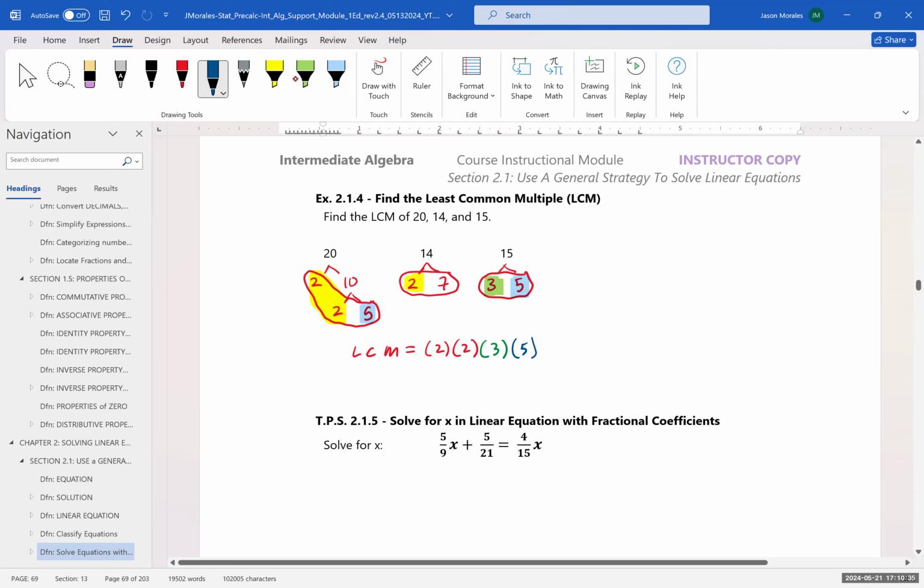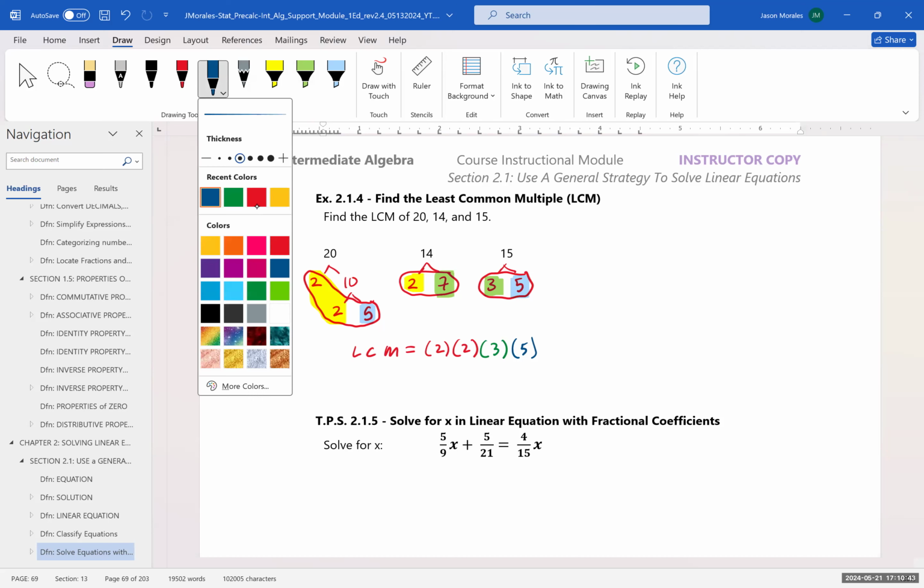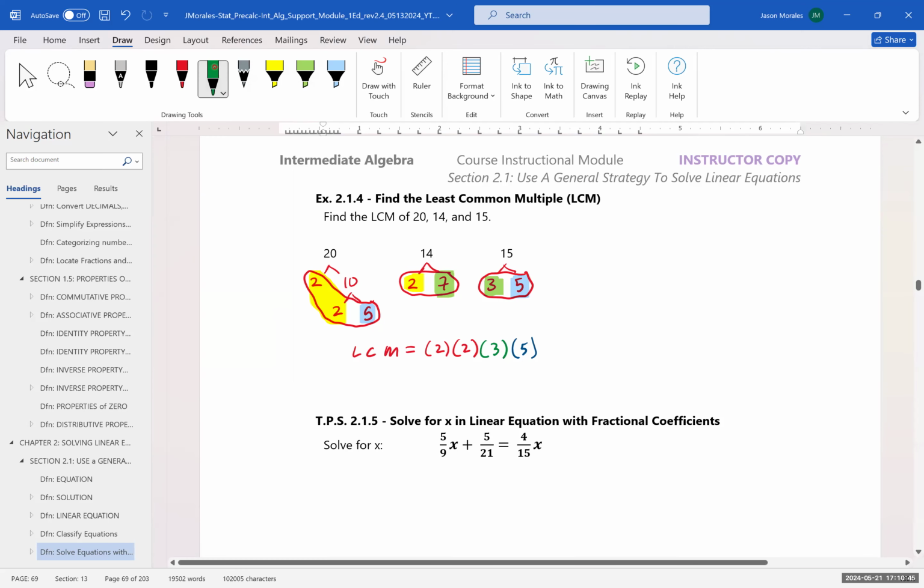And then finally, the last unique factor was a 7, and a 7 occurred only once. So our least common multiple is going to be 2 times 2 times 3 times 5 times 7, which is 420.